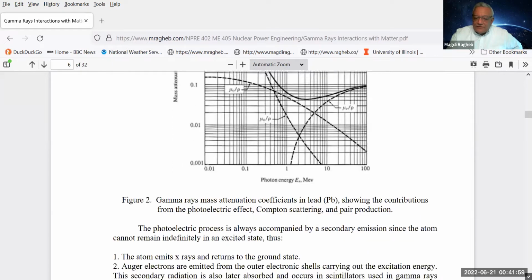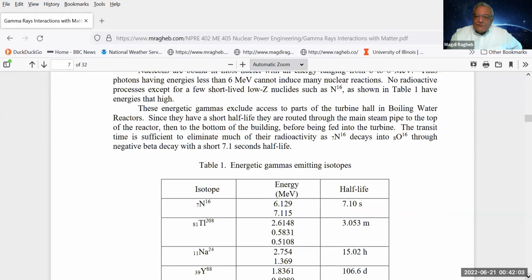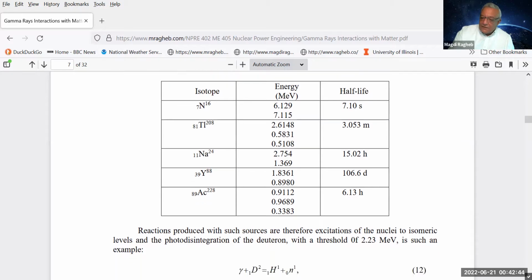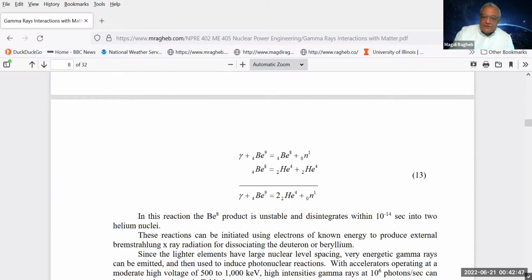There is another effect that's very important, which we call the photonuclear effect, in that the photons can interact with the nuclei. They can, in fact, cause some fissions or some reactions in nuclei. So if you consider a very strong electromagnetic radiation in the form of gamma ray emitters, isotopes of nitrogen-16, thallium-208, sodium-24, yttrium-88, actinium-228 emit very powerful gamma photons, with a half-life of 7 seconds for nitrogen-16, with an energy of 6 million electron volts of the photon energy. That happens in boiling water reactors. We'll come to this when we study the boiling water reactor phenomena later on.